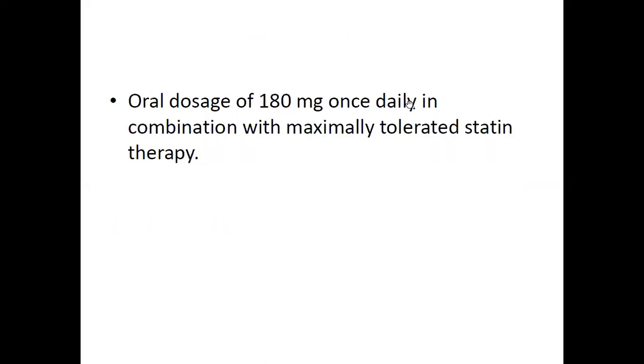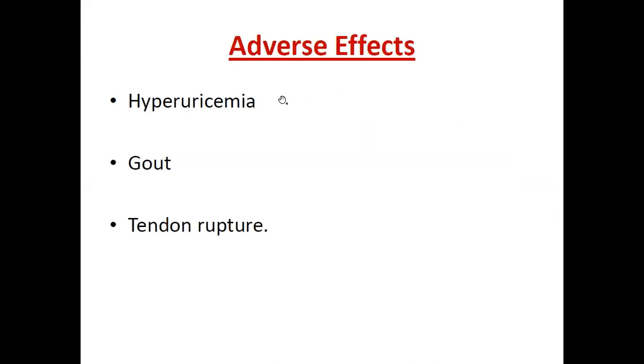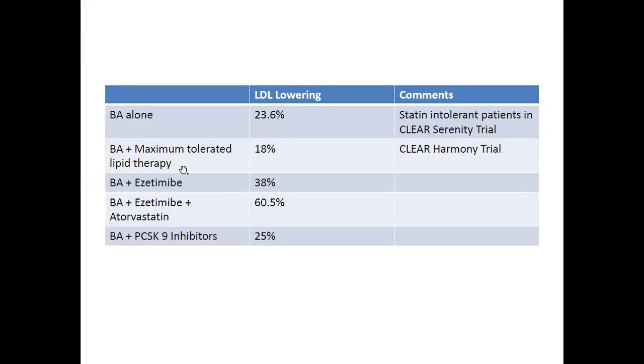So this is still an upcoming drug. It has mainly been studied along with the maximally tolerated statin therapy, and various trials have been done. An important adverse effect is hyperuricemia. It causes hyperuricemia significantly, which may lead to gout as well. So this drug should not be used in patients with hyperuricemia or gout. Various studies have shown that if bempedoic acid alone is used, it has an LDL lowering of around 23.6%, which has been seen.